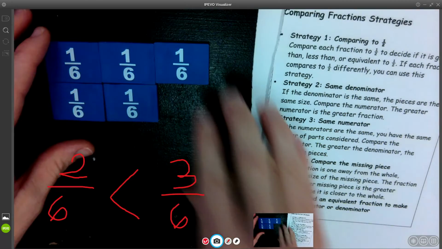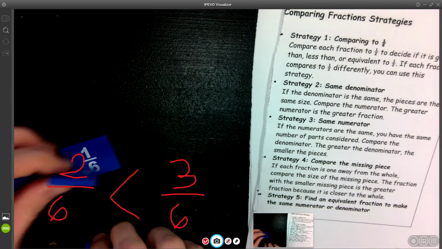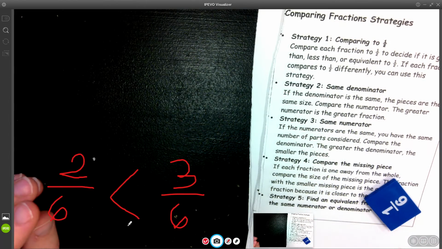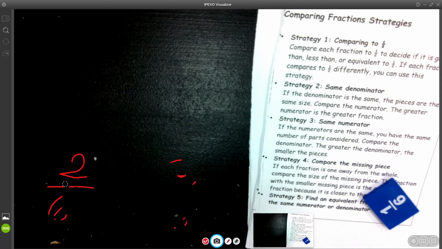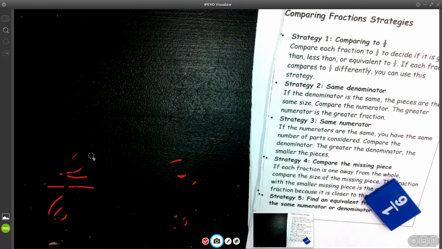Now, the third strategy that we're going to talk about today, and that's the last strategy we're going to use, is also one that if you get it, as long as you understand that the larger the denominator, the smaller the piece, you'll be good to go. So I'm going to read it out loud while y'all read it with me. So, same numerator. If the numerators are the same, you have the same number of parts to consider. Compare the denominator, and remember, the greater the denominator, the smaller the piece. We always talk about it like sharing. If I'm really hungry, I probably want to share with less people so I get more.